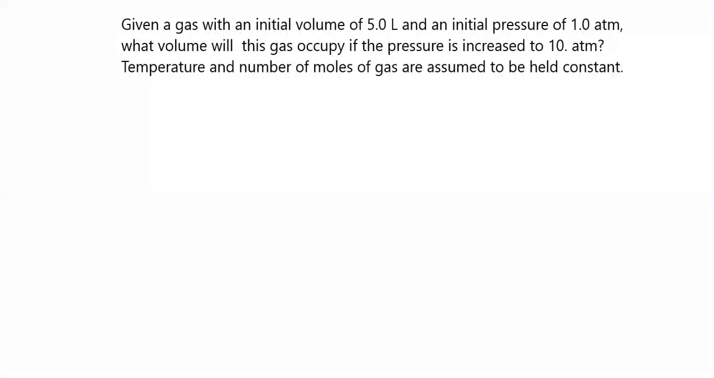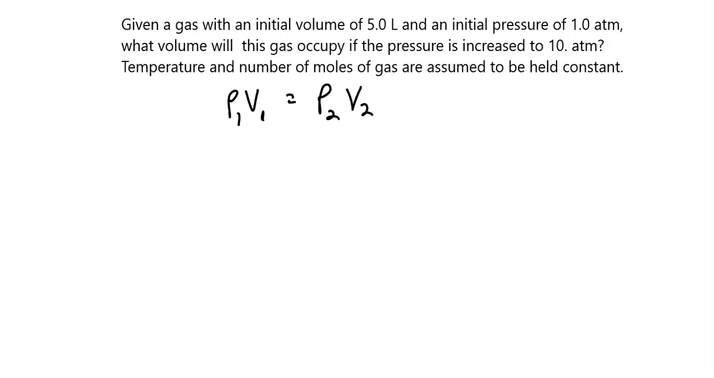Two sig figs, the decimal point indicating that the 0 is significant. So we're holding temperature and number of moles constant, so it's really only pressure and volume. So Boyle's law states that P1 times V1 equals P2 times V2. And so in this problem, let's consider the initial volume and initial pressure as given.